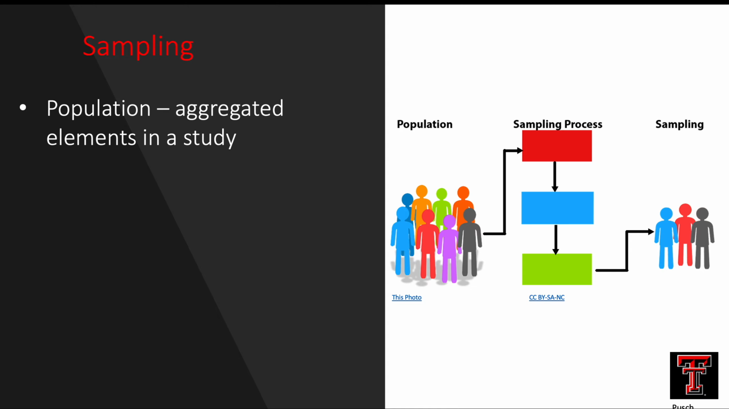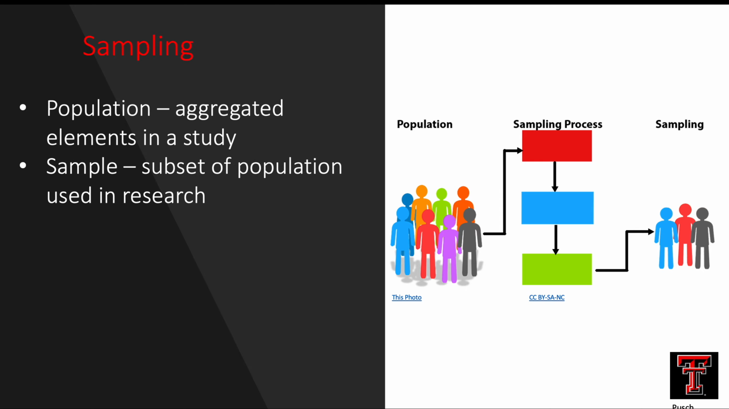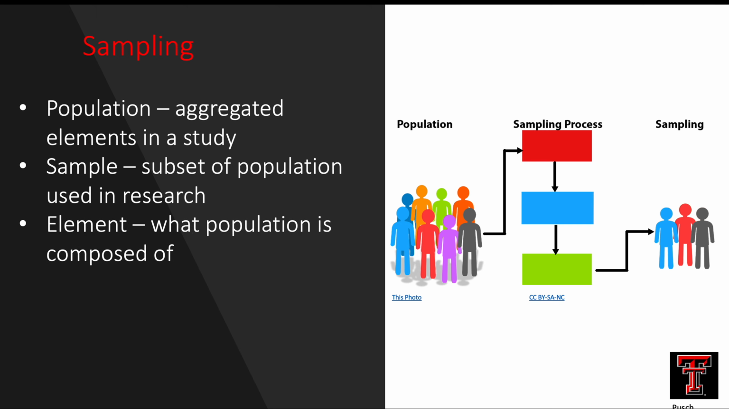The population is aggregated elements in a study. For example, if we're looking at individuals, the population would be that group of individuals. So maybe Americans can be your population, maybe Texas Tech students. But if we're doing a survey, we're not going to be able to, and we don't need to, ask every single person at Texas Tech. Instead, we could make a sample, or a subset of a population that's used in research.